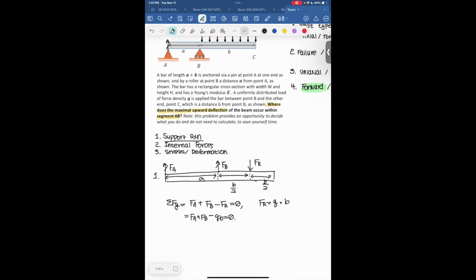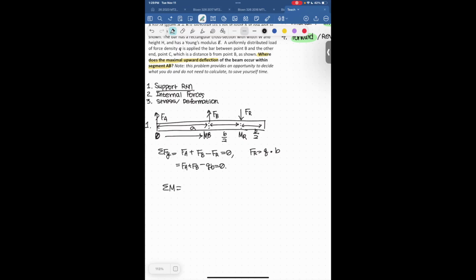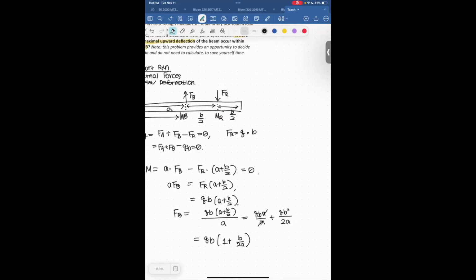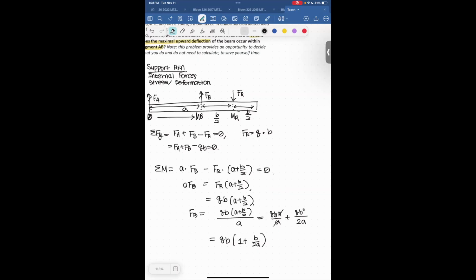And because we do not know both FA and FB, we're going to solve the moment equation to see what we can do here. You can say that the moment occurring at point B is going to be positive using the right-hand rule, so it's A times FB. That's positive. And the moment from the resultant force is negative using the right-hand rule, so negative FR times the length, which is A plus B over 2, and that should equal 0. We can solve for FB, and by solving for FB, we get that FB is equal to this.